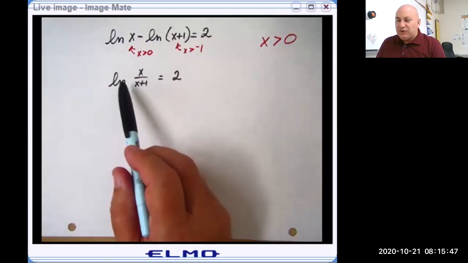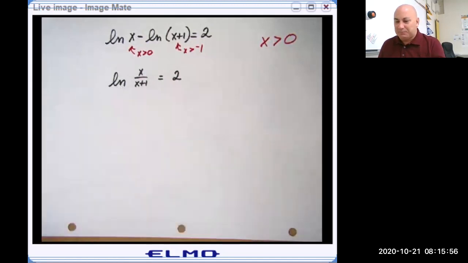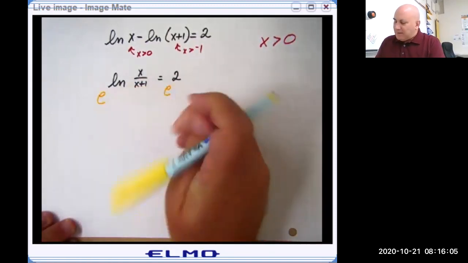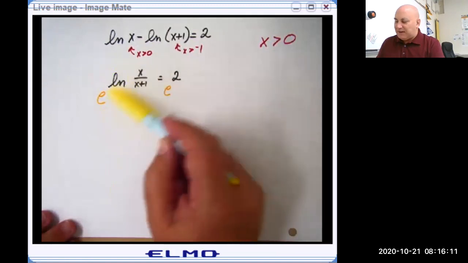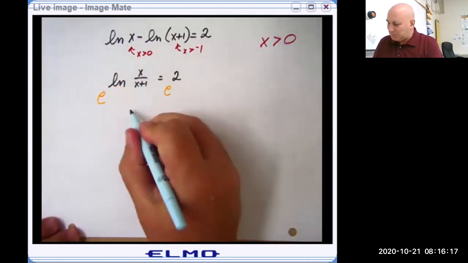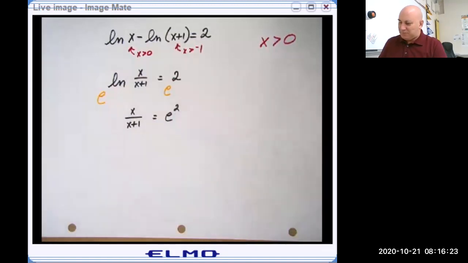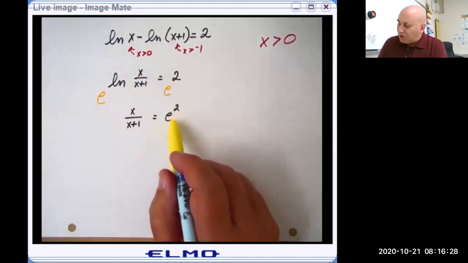How do I undo a logarithm or a natural log? What is the inverse operation of the natural log? Answer to yourself. Well, this is log base e. It's the exponent of e that gives me this. So I'm going to make it an exponent of e, and that will give me this. I don't know what e squared is, but I know it's just a constant.